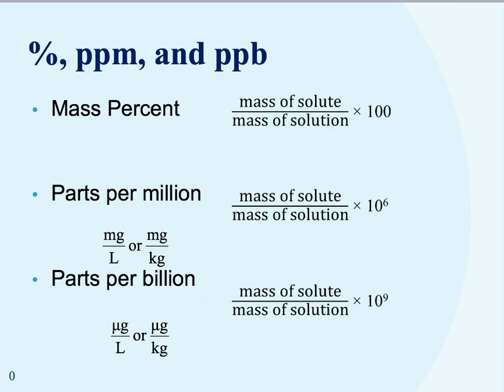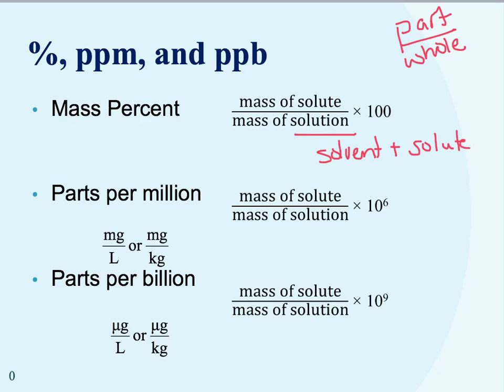Looking at percent in parts per million and parts per billion, I can set these up in much the same way that we set up percents, and this should be familiar to you, because anytime I'm dealing with a percent, it's always part over the whole, and that's exactly what we're looking at here. The whole here is always going to be our solution. That means it has to include both the solvent and the solute, or the solutes if there are multiple solutes. And so it's part over the whole.